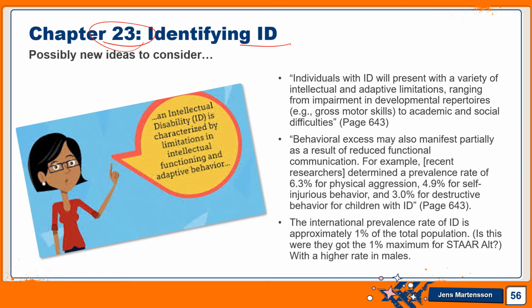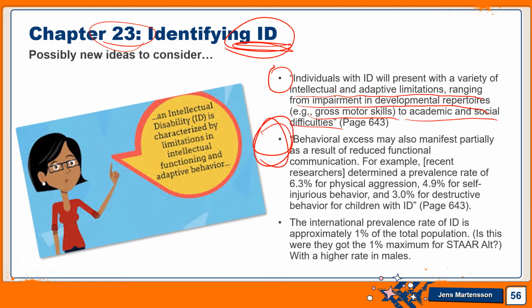Then we get to chapter 3, which is ID. This was interesting. New things to consider for ID. Individuals with ID will present with a variety of intellectual and adaptive limitations, ranging from impairment in these skills to academic and social difficulties. You already know that. This was interesting though, something that not a lot of people have thought about: kids with an intellectual disability often present with behavioral problems. Sometimes we get stuck on the behavior and not what's causing it. The lack of understanding of what's going on around you can cause behavior problems.